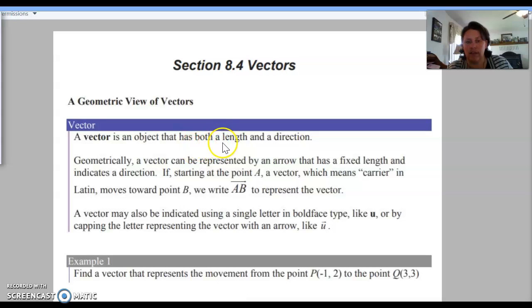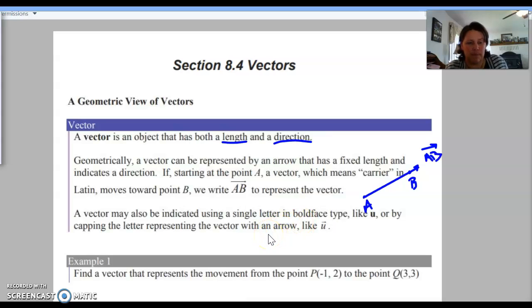We're going to be able to tell a lot of things from vectors. They do have a length and they have a direction. So geometrically, a vector can be represented by an arrow that has a length and indicates a direction. If starting at the point A, the vector, which means carrier in Latin, moves toward point B, we write AB to represent the vector. So that would mean that we're starting at point A, we're going to move towards point B. So this is vector AB, and notice we only have one arrow on that line.